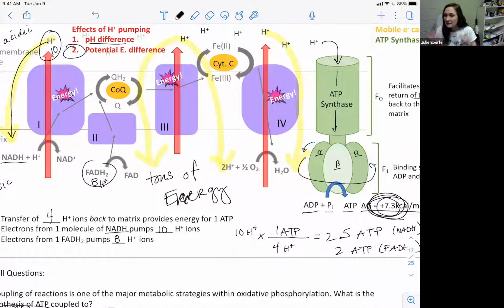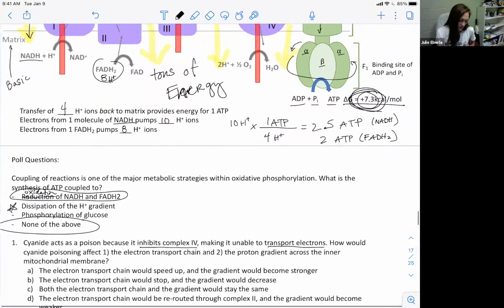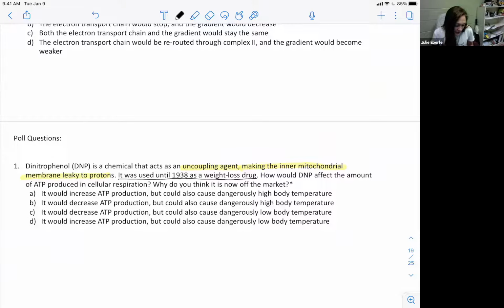These athletes, these bodybuilders, would die if their body temperature became too high. It became fatal sometimes if they took too much of a dose of DNP. It's a very, very fine line between what could be a controlled effective dose and what could be an overdose. Okay, does that make sense? So the correct answer there was that it would decrease ATP production, but cause dangerously high body temperature. So B was the correct one there.